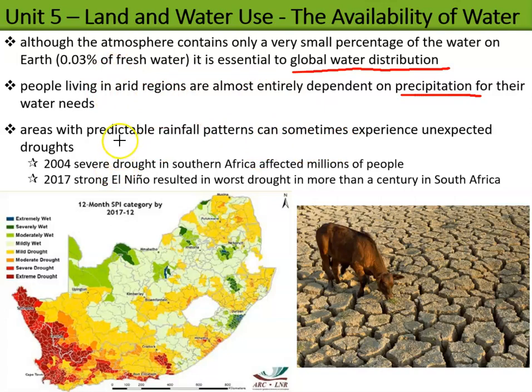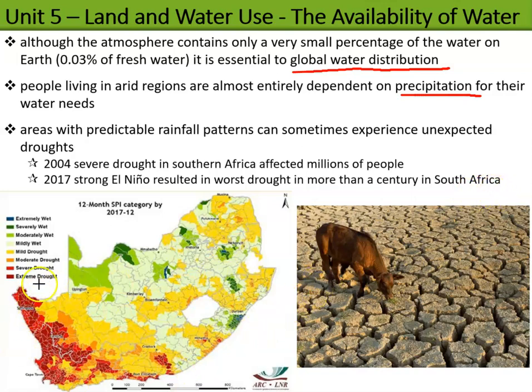Now, sometimes what can happen, and this is happening more and more with our changing global climate, is that predictable rainfall patterns can experience unexpected droughts, for example. A couple of examples: 2004 and 2017 were both severe drought years in Africa, affecting millions of people. In 2017, a strong El Nino resulted in the worst drought in more than a century in South Africa. And there are some pictures here.